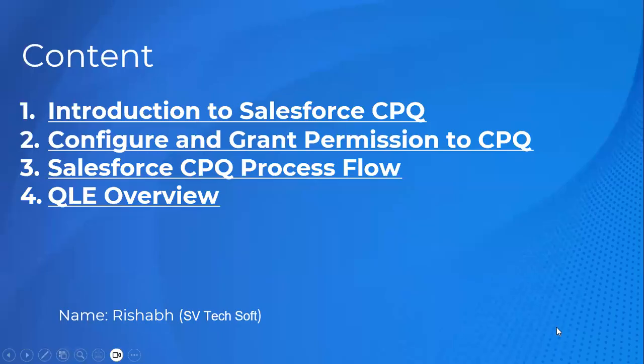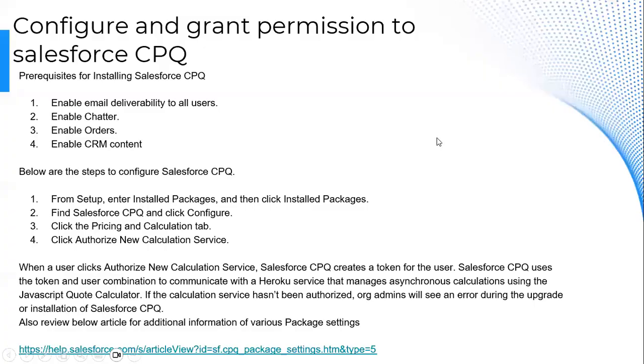Now, let's take a look at how we configure and how we grant permission to CPQ. There are some prerequisites for installing the Salesforce CPQ package. The first one is we need to enable email deliverability for all users. So we have to go to Setup, then check. There would be options in email deliverability: all emails, system emails, or none. Then we have to select all emails there.